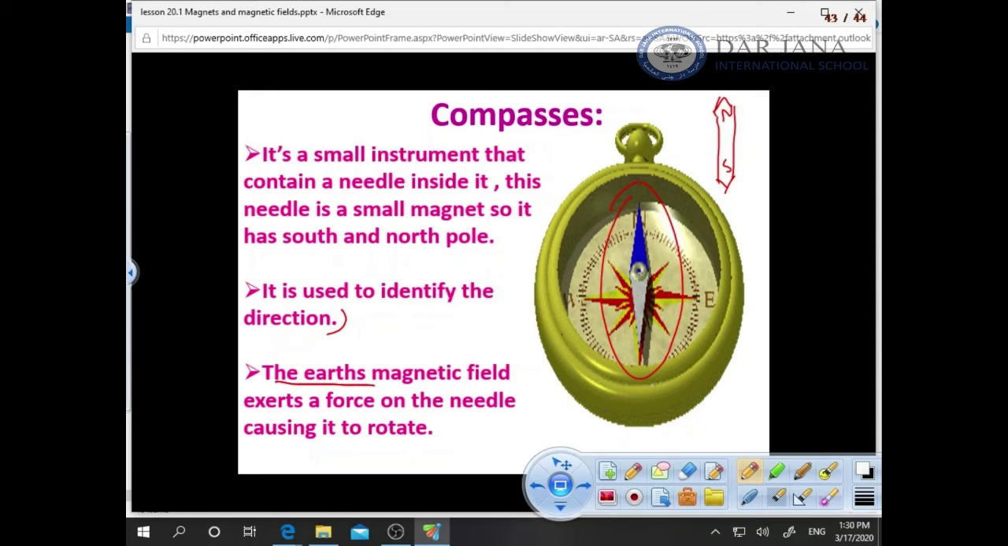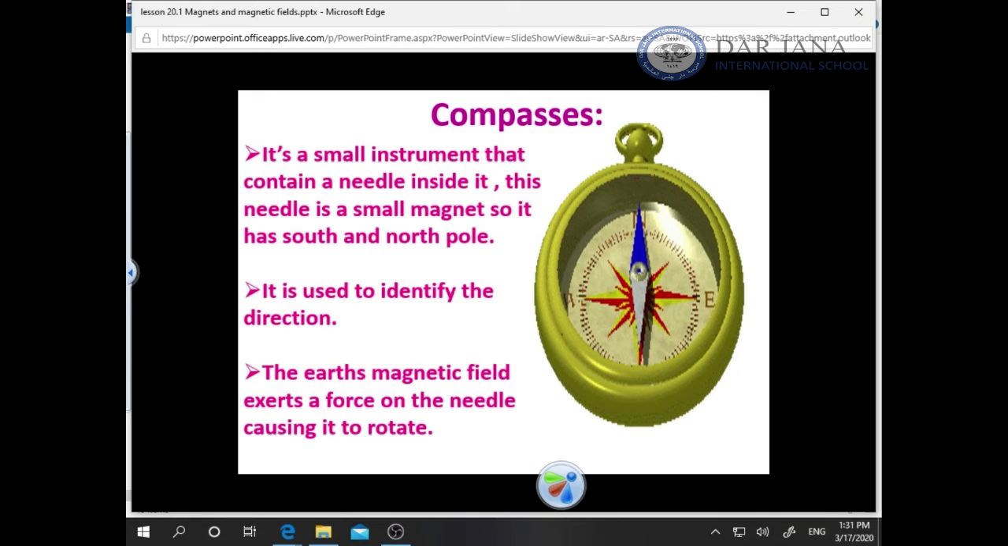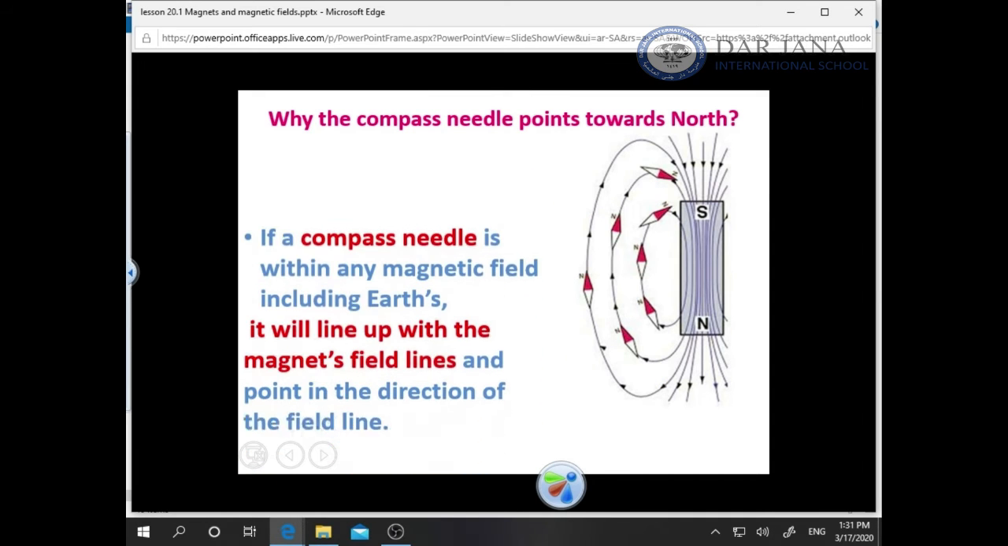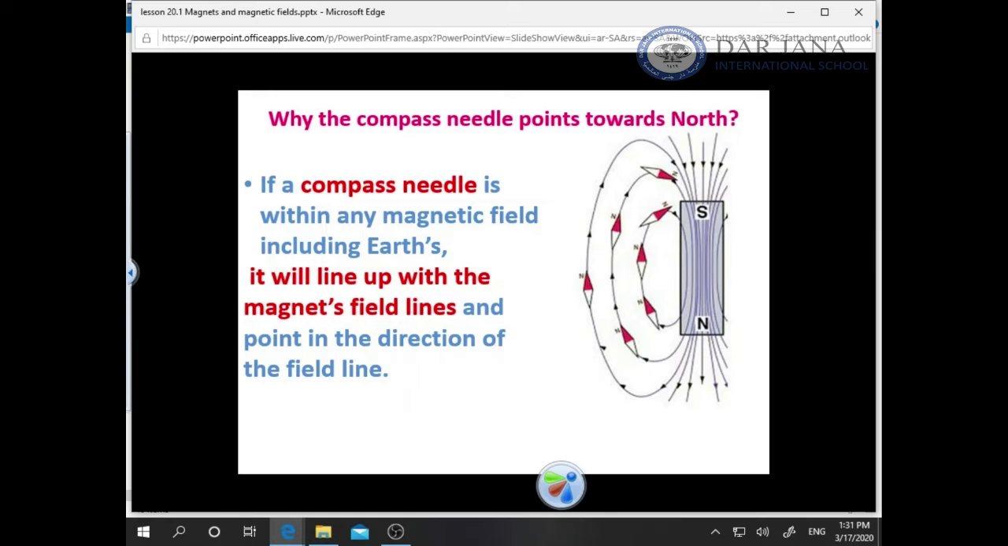The Earth, as I said, has a magnetic field. The Earth's magnetic field exerts a force on the needle, causing it to rotate. If we put a compass needle very close to a magnet, the magnet will exert a force on the needle, causing it to rotate.